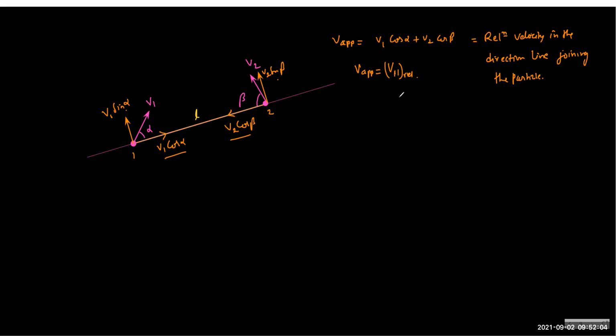Now V approach and V separation are the same thing. If they are going away from each other, we call it separation. Otherwise, we call it approach. And we can also say that V approach is minus of V separation or vice versa. So we can always find the V approach. If it is negative, it's separation. Is this clear?